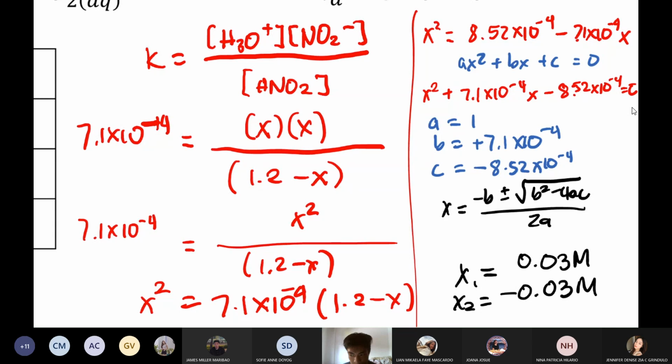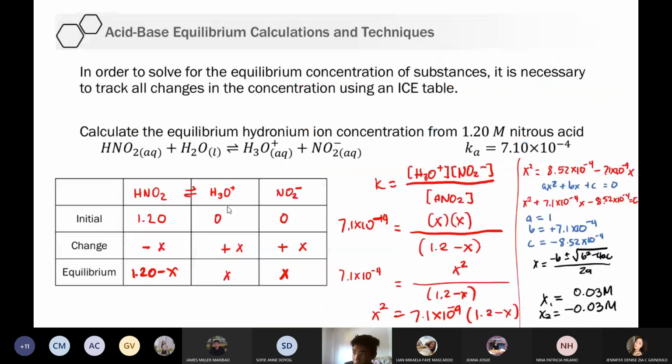Alin sa dalawa ang gagamitin? Alin sa dalawa yung ilalagay ko dito sa ice table? Yung positive yung value. Okay? So kapag may negative value ka, please discard it. Hindi mo gagamitin yan. You discard the negative x values. No? Okay? We only choose the x value that is positive. Ito naman, question. What if parehas silang positive, sir? What if parehas silang positive? Then ito yung gagawin mo. Pag parehas silang positive, you will choose the x value that is less than the initial concentration.